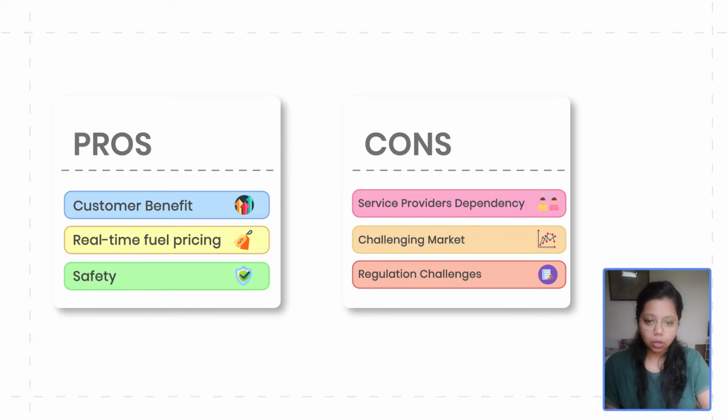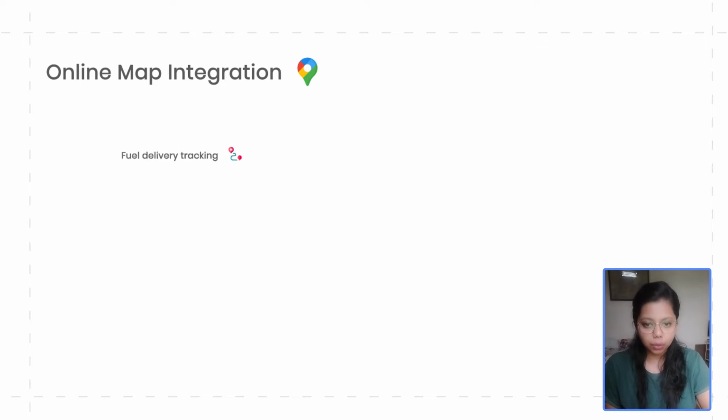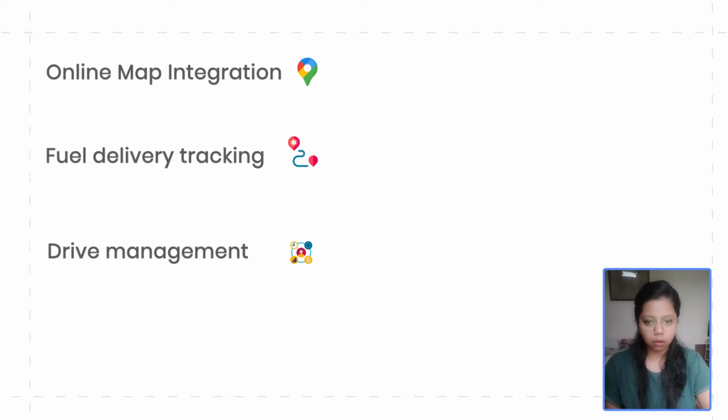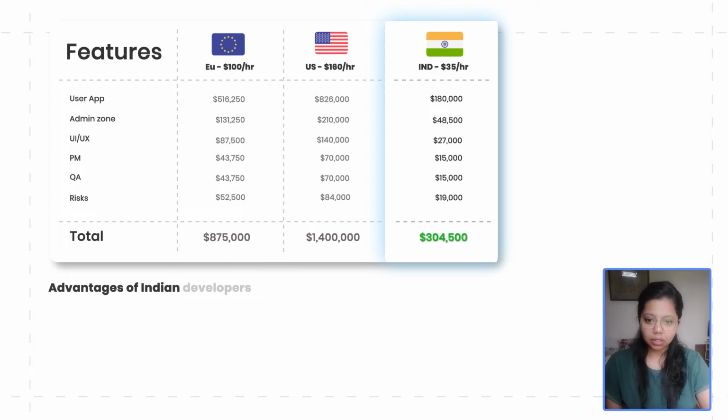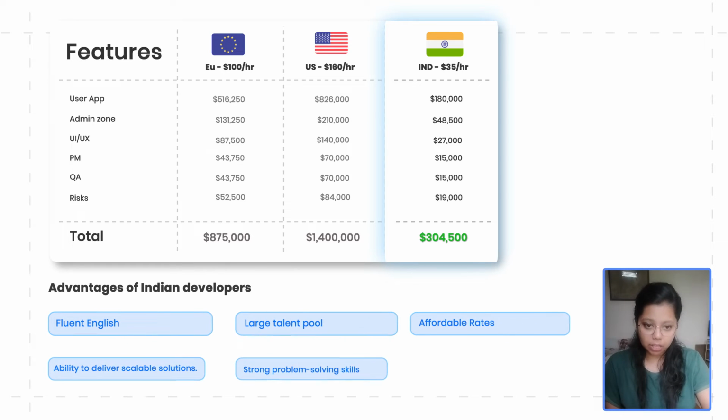Now let's talk about the cost of developing your fuel delivery app. The application will contain basic functionalities such as online map integration, fuel delivery tracking, driver management, and more. There are various things to consider, including quality assurance, bug fixing, project management, maintenance, and risk. Calculating the cost of developing unique features such as your own might be difficult at this point, but don't worry. I am here to give you the price for the basic MVP features. However, you always have the option to outsource your software development to India, which may be a game changer when looking for the best value for money.